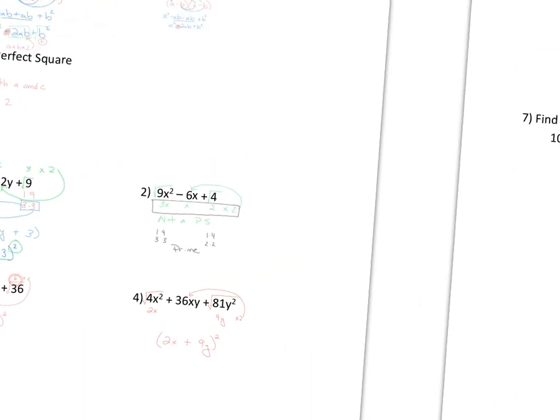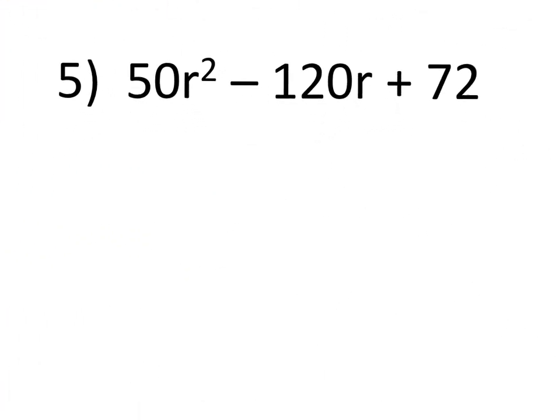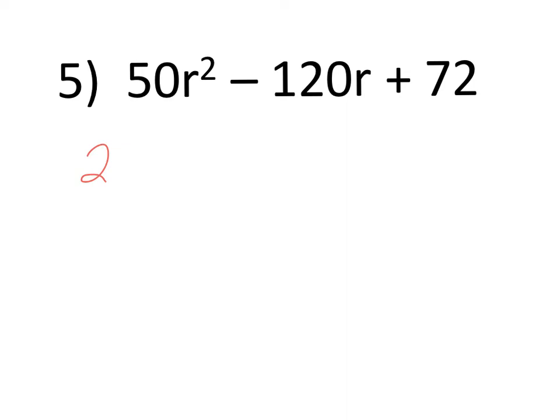Okay, all right, let's go over the next page here. Okay, so now as always, our first step is always to pull a GCF. So in this case, make sure you pull that 2 first, because if you think about it right away, you can't square root these. So perfect square is kind of out the door right away if you can't square root. Okay, but I can pull a 2 out. So then I get 25r squared minus 60r plus 36.